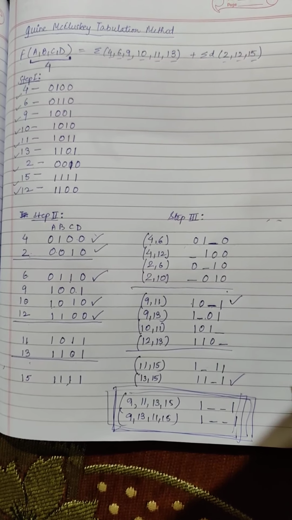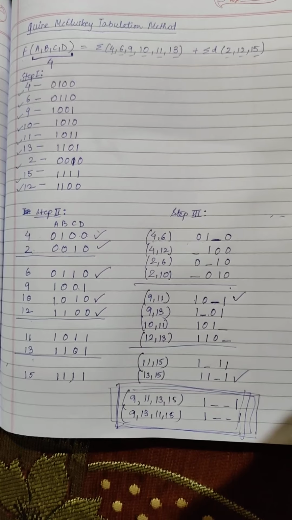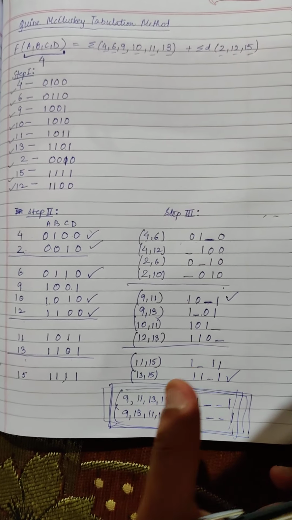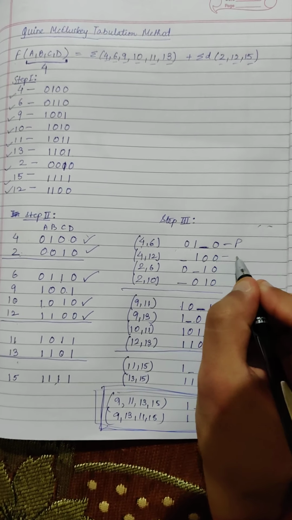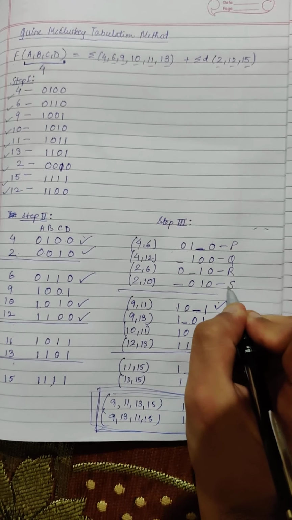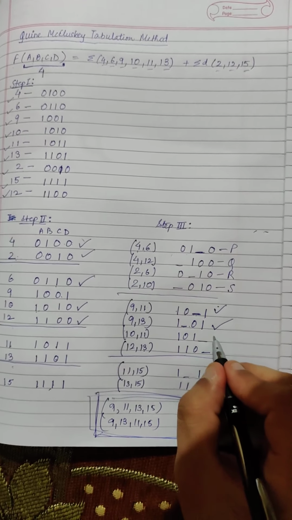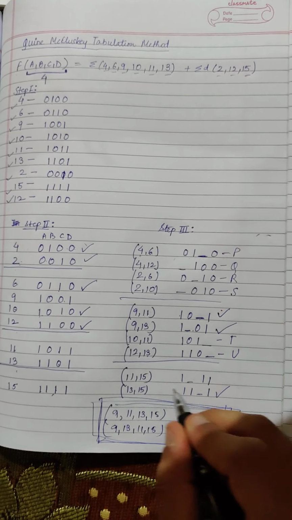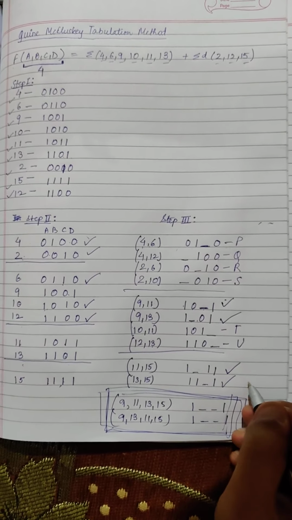So now we assume this combination as ticked. All the unticked terms are considered as prime implicants, and we give a name to these prime implicants. We label them: 4, 6 is labeled as P, 4, 12 as Q, 2, 6 as R, 2, 10 as S, then 9, 13 was already in a combination, then 10, 11 we take as T, 12, 13 we take as U, and this was also in a combination. So here we conclude our step number 3.